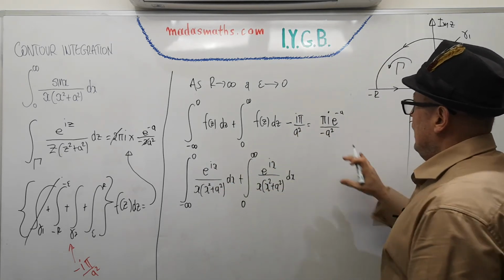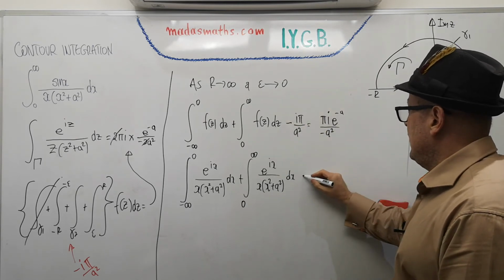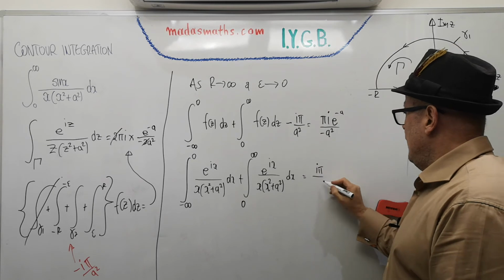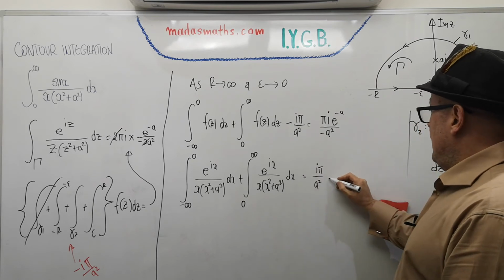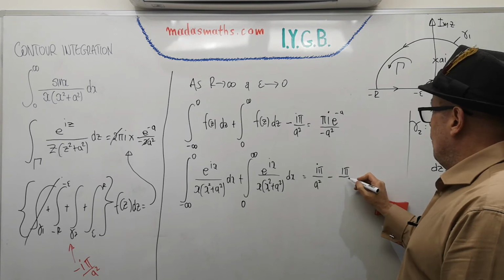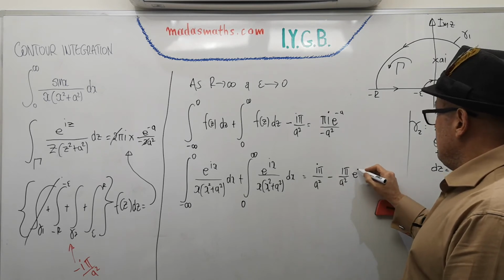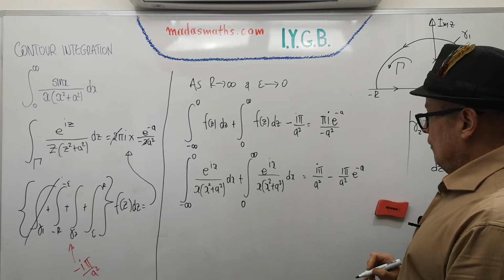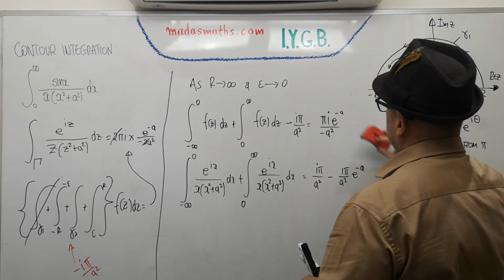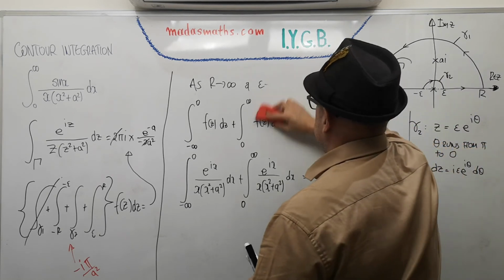It's going to be, I'm going to tidy this up, so it's going to give me an i pi positive over a squared minus another i pi over a squared e to the minus a. So hopefully it's all good. Let's clear the board a little bit so we've got a bit of space. We're practically at the end now.